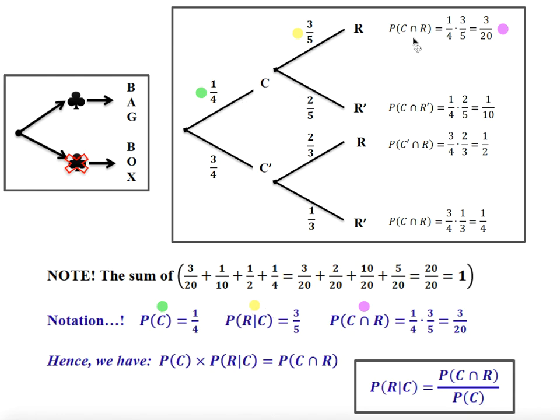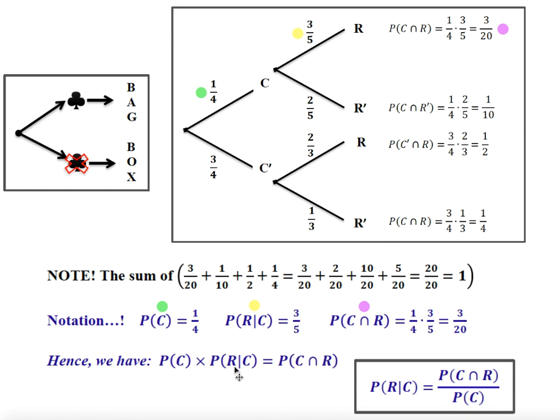And then the probability, as already stated, of pulling club and red, in this case from the bag, is the product of these two. So these 3 colored dots correspond, as you can see, to these 3 notational forms down here. Basically, this 1/4, which is the probability of pulling club, times this 3/5, which is the probability of red given I pulled club, is equal to the value here, which is your 3/20.